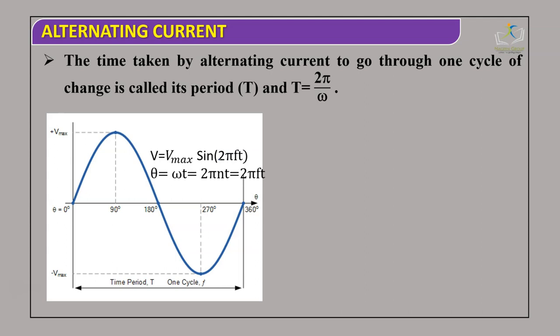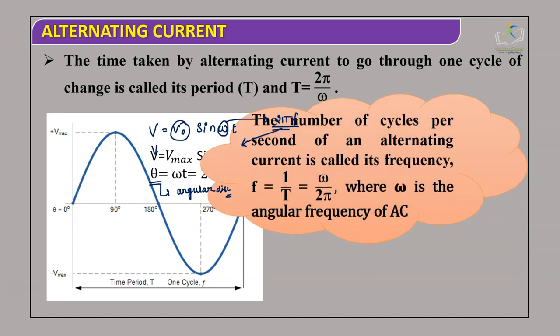As you can see in this diagram, V is equal to V max sine 2 pi f t. So if I make the equation for that, V is equal to V naught, that is the maximum value of the voltage, sine omega t. And we know that omega is 2 pi f. So instead of omega, I'll put 2 pi f and we get this value. And theta is the angular displacement, how the wave is changing with respect to time. So this is the complete equation of that.